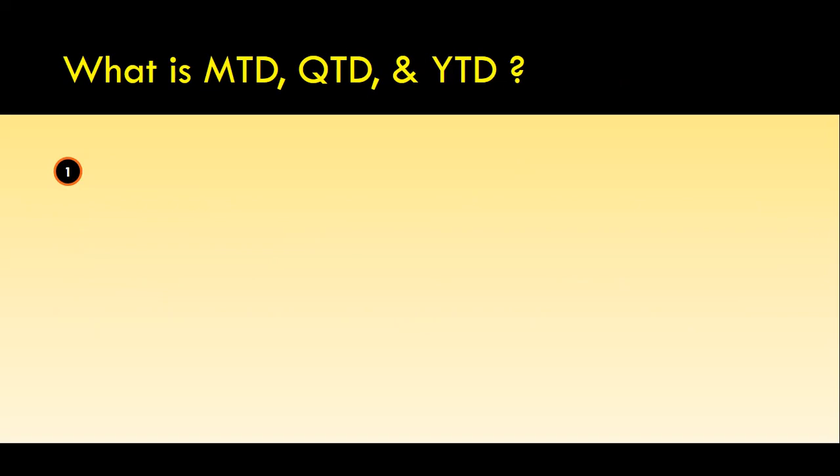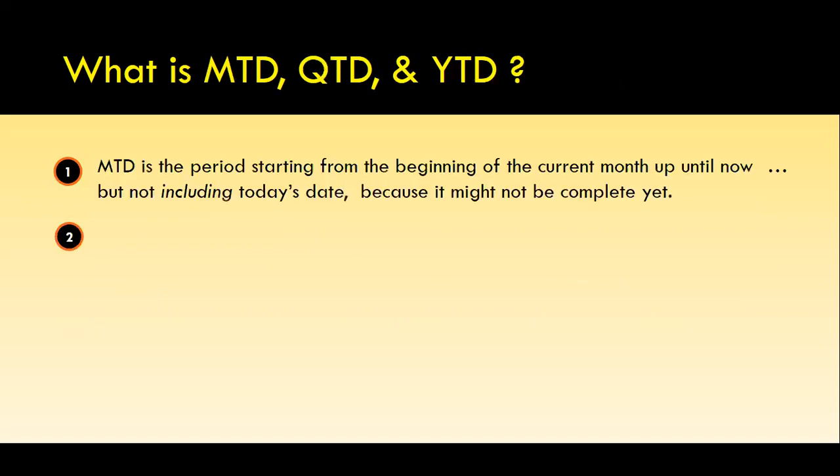QTD, and YTD. MTD tells us the period starting from the first day of the current month up to the current day. For example, if somebody asks you what the month to date sales are, that means starting from the first day of this month, August 1st, till date. What is the total sales we made, from August 1st to till today?